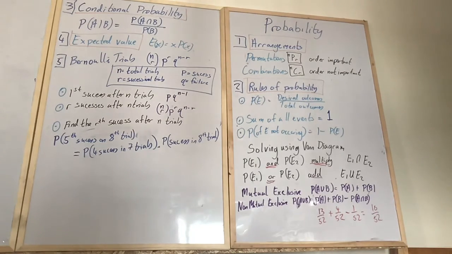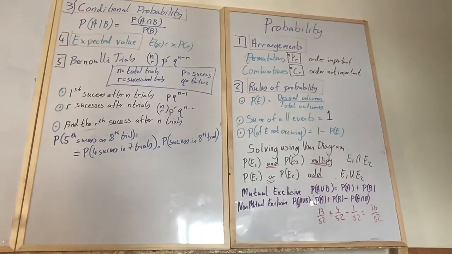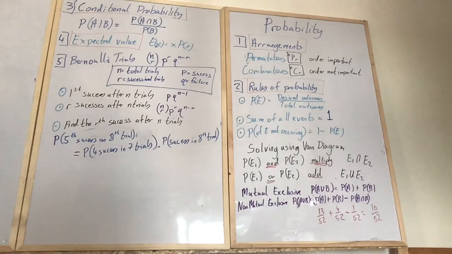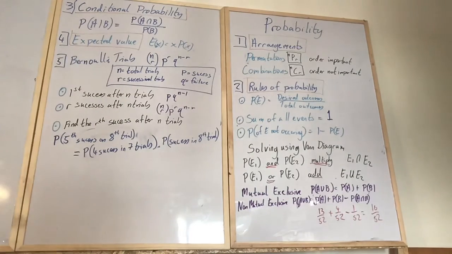So here's the formula: nCr, p to the power of r, q to the power of n minus r. So p is success, q is failure, n is going to be your total amount of trials, and r is your success of how many trials you have been successful in. So three different types of questions that you will be asked with Bernoulli's trials. The first is the first success after n trials, which is simply p times q to the power of n minus 1. Not a bad one.